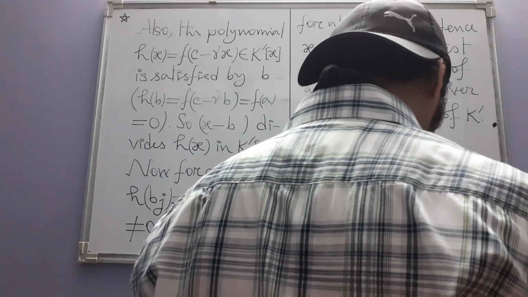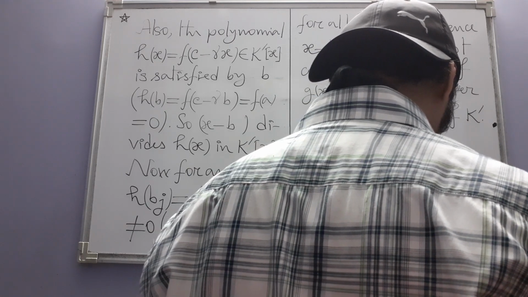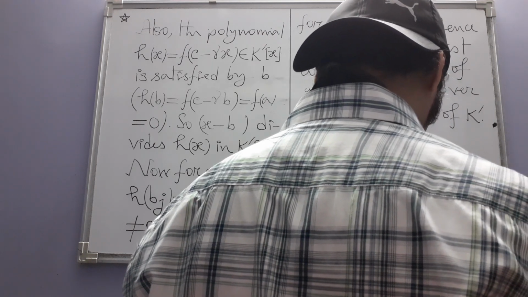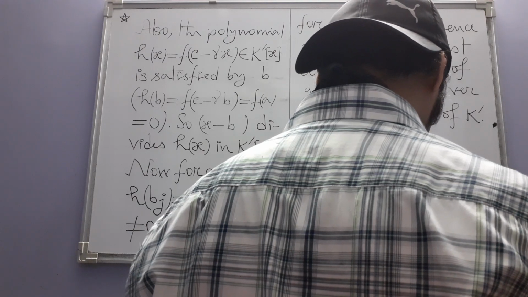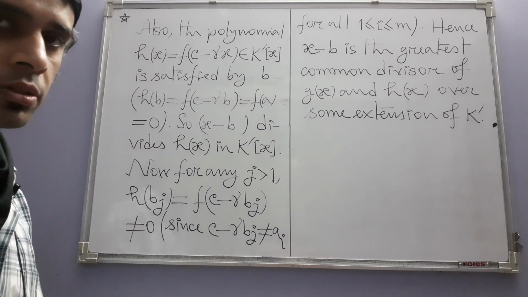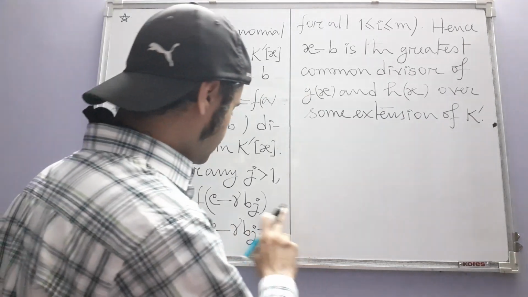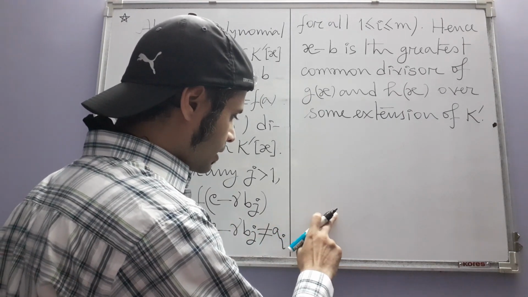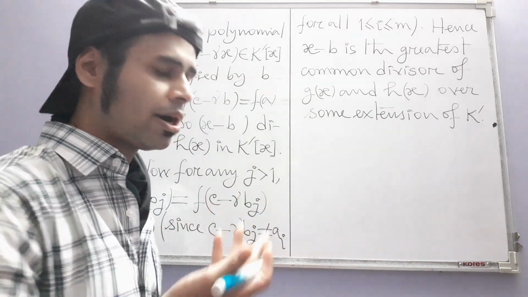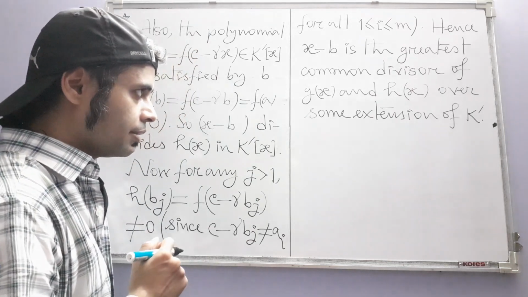So after this, oh, there is one more thing that I forgot to write here. Fine, so we see that gx and hx have x minus b as a common factor, but there may be higher powers of x minus b that may also divide both of them, right? However, that is not possible.